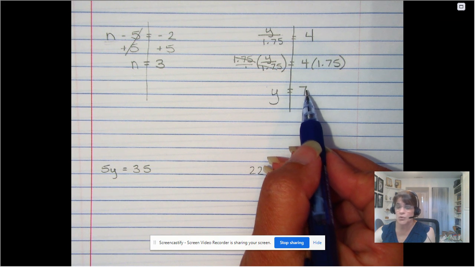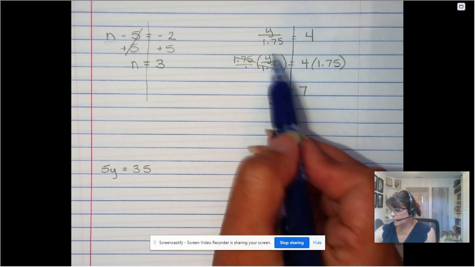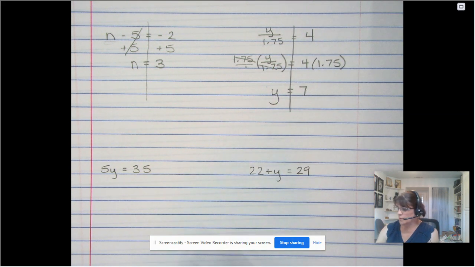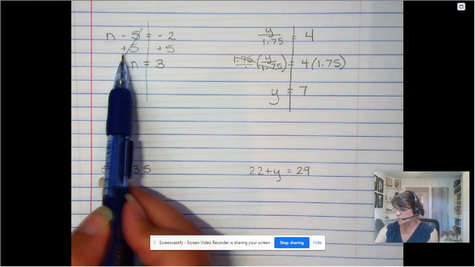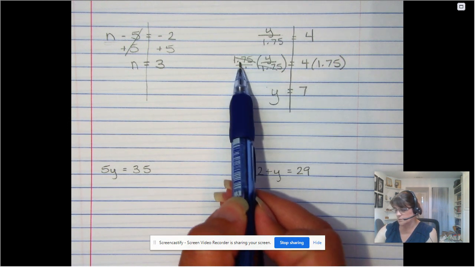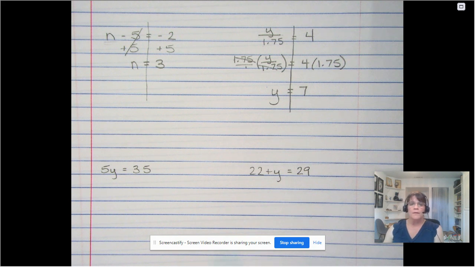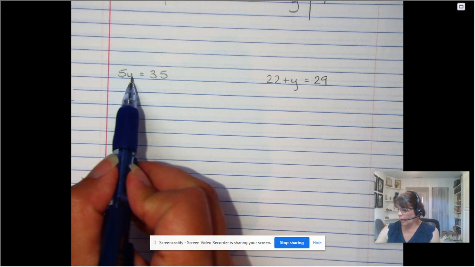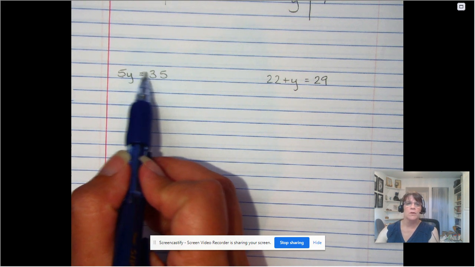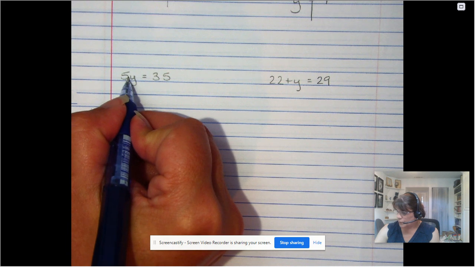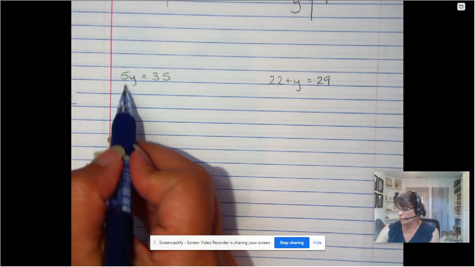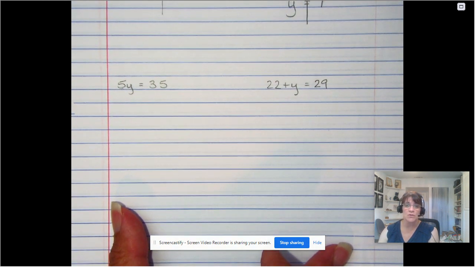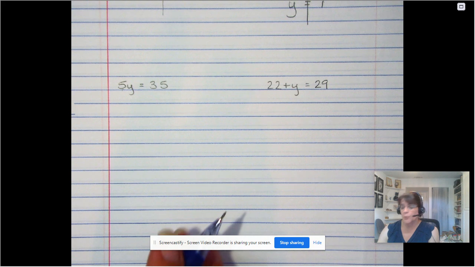Now I could prove it was true by saying if I divide 7 by 1.75, I get 4. Okay, so the opposite of negative is positive. The opposite of division is multiplication. Well, on this next one, 5y equals 35. There is an implied multiplication symbol in there. It is saying 5 times y equals 35. Again, you can probably do this in your head, but let's prove it.